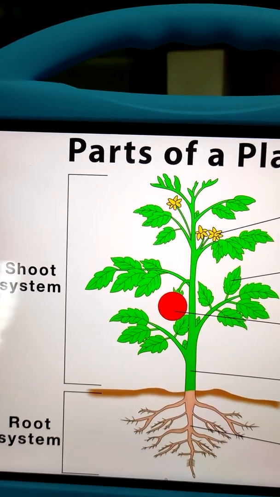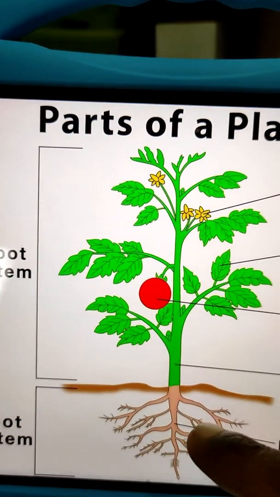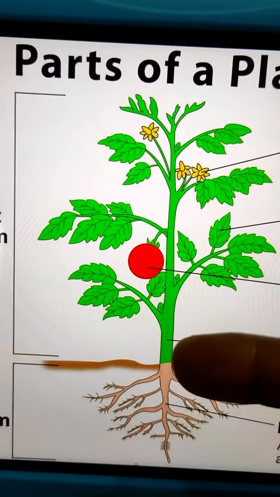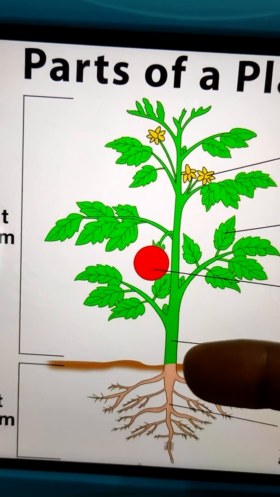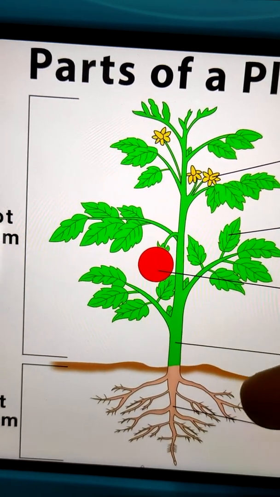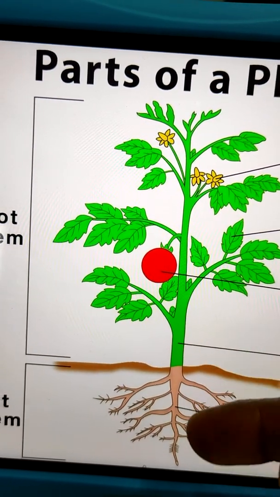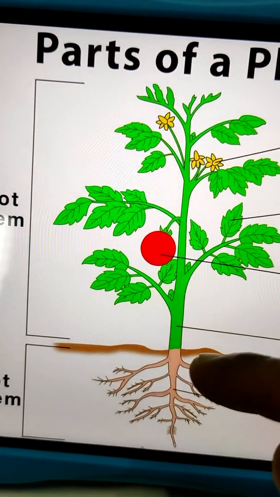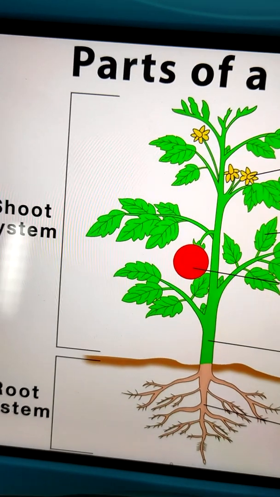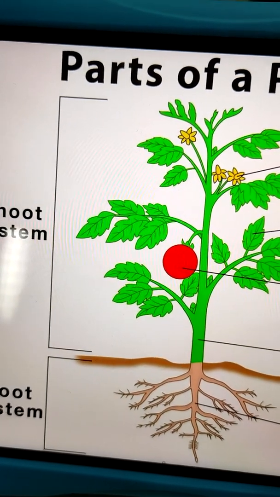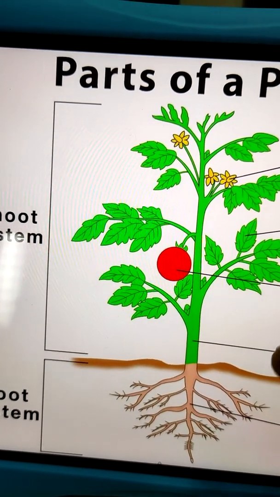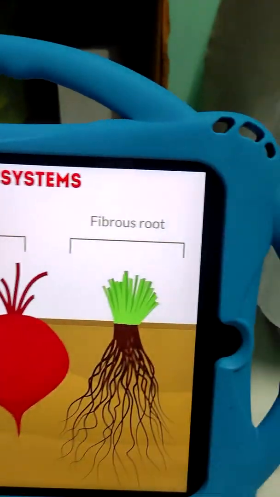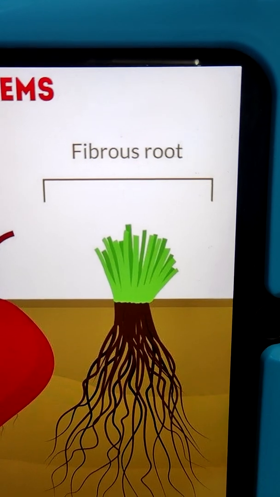Now let's talk about the root systems. If you look at these roots closely, there is one main root emerging from the stem of the plant and there are side roots coming from the main root, isn't it? This whole thing, the main root and the side roots together, they are called the root system. In the root system, we have two kinds of root systems. One is the taproot system and the other is fibrous root system.